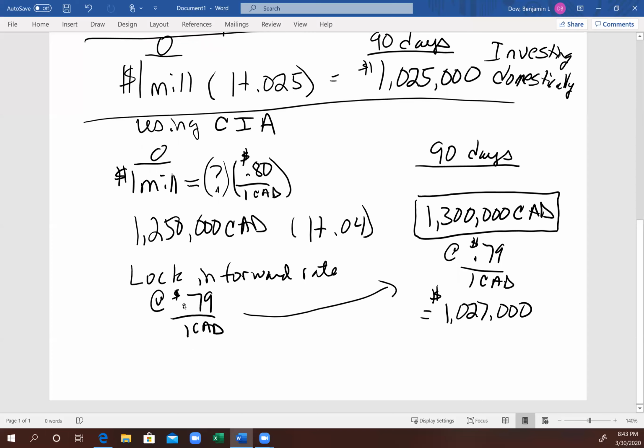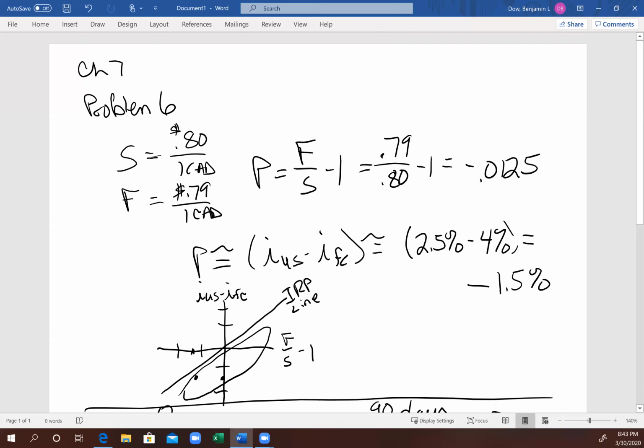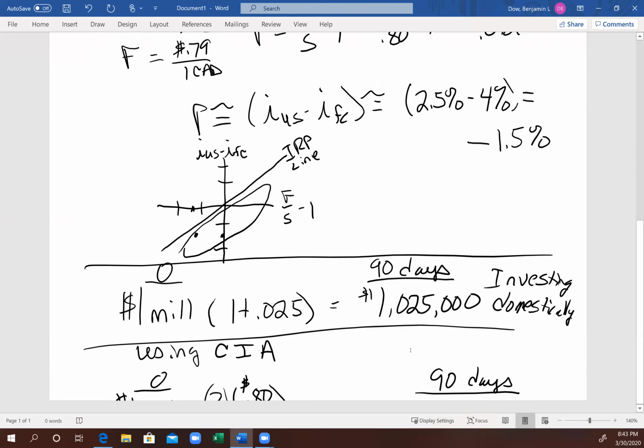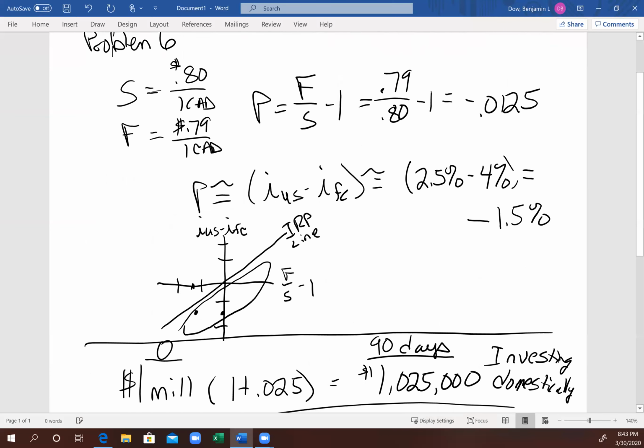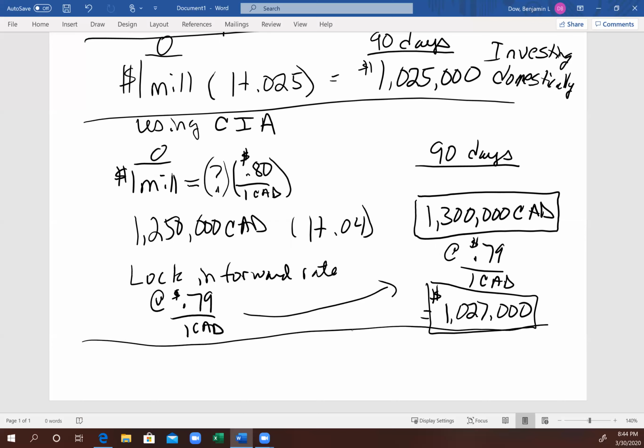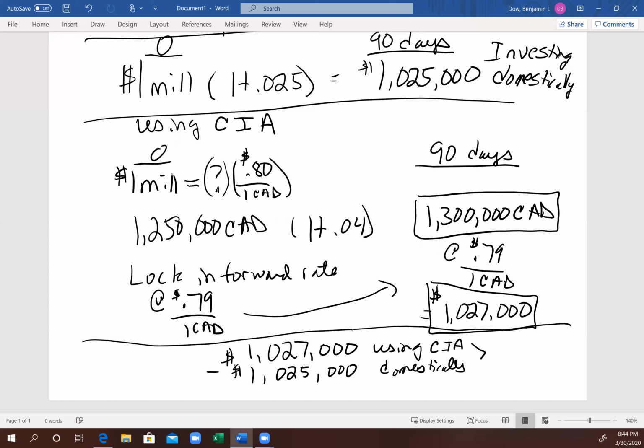Therefore, what happens is that the additional profit is the difference between covered interest arbitrage and what he could do domestically, or a difference of $2,000.